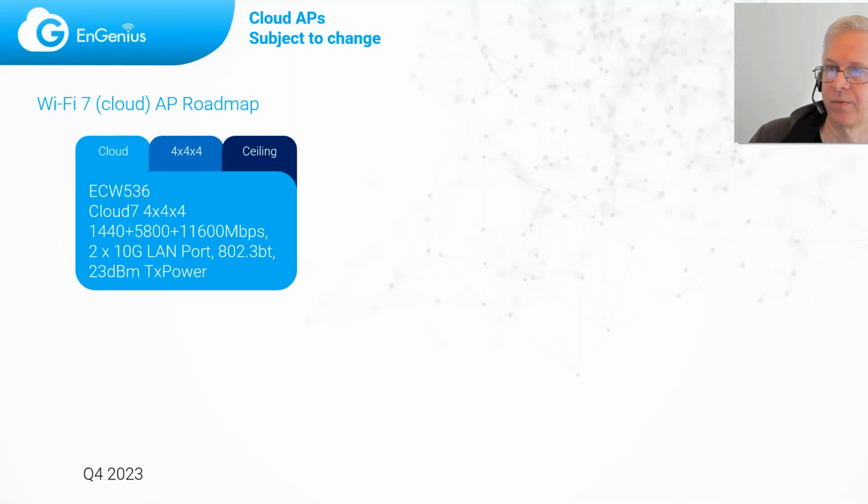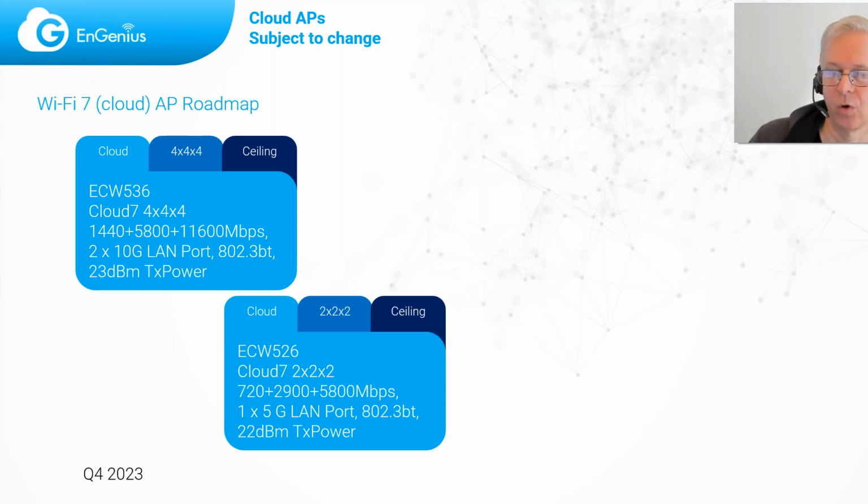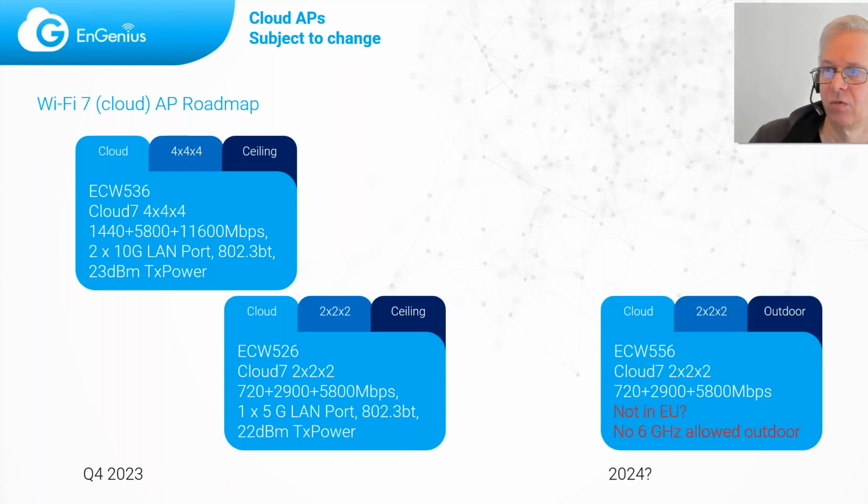So a little bit of a roadmap. We have the 536, which will be shipping in December. There are only 2 in Europe at the moment, but we expect that we can ship them to customers in December. The 526 will probably be a little bit later, maybe also December, maybe January.